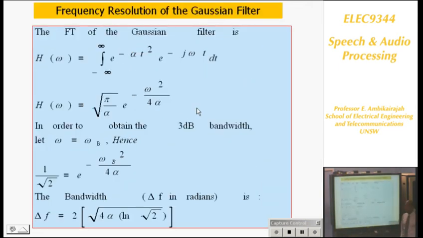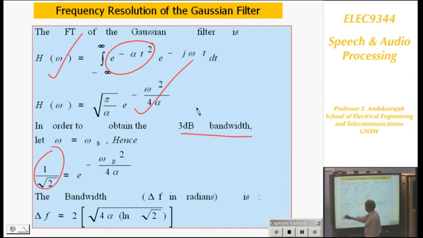Let's look at the frequency resolution. So if you take the Fourier transform of a Gaussian window, you get H omega, and we can show this is your Gaussian window H omega. Now you can say I want to get a 3 dB bandwidth of H omega. That's your frequency resolution. 3 dB bandwidth means 1 over root 2 or half power point, and this is where you substitute omega equal to omega b. So at this point you substitute omega equal to omega b. This becomes omega b squared over 4 alpha, and this equals 1 over root 2.